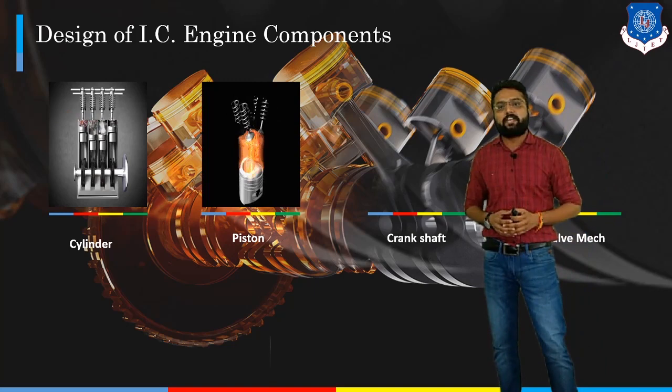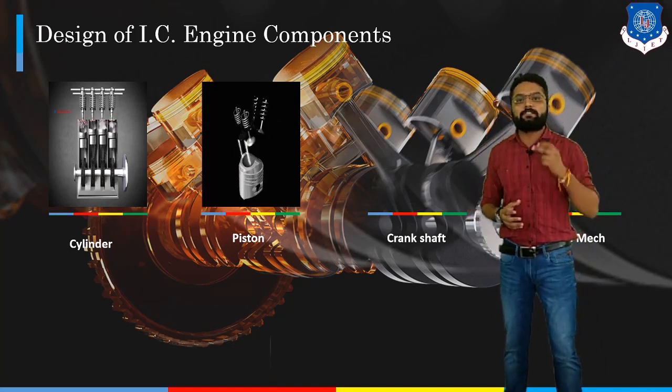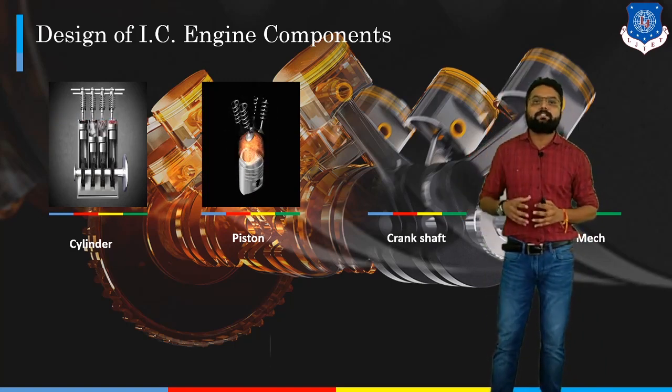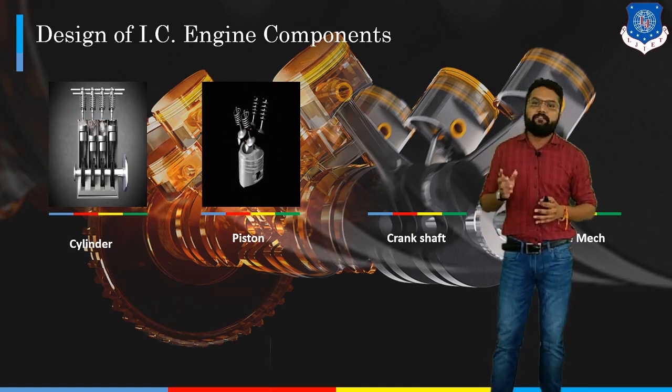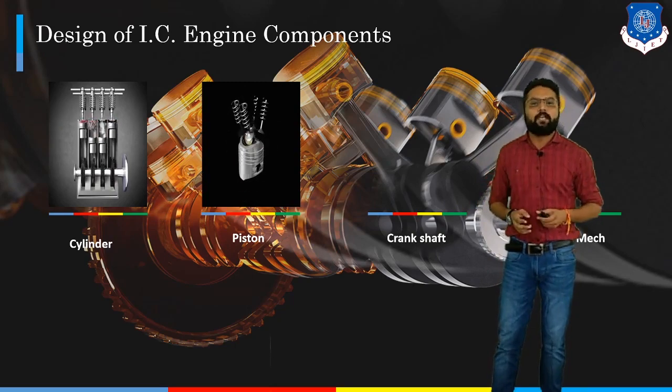In the case of piston, piston is the most vital part of our IC engine. So it comes under an immense amount of heat as well as pressure. This heat and pressure is going to create two types of stress. One is direct stress, or you can say mechanical stress, and another is thermal stress. And we are going to design this piston depending on these two types of stress.